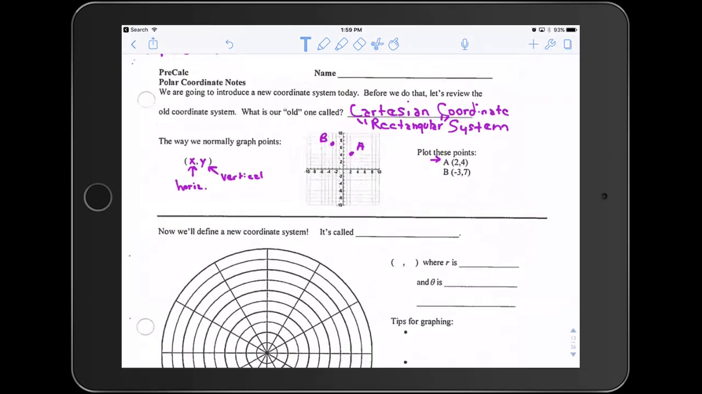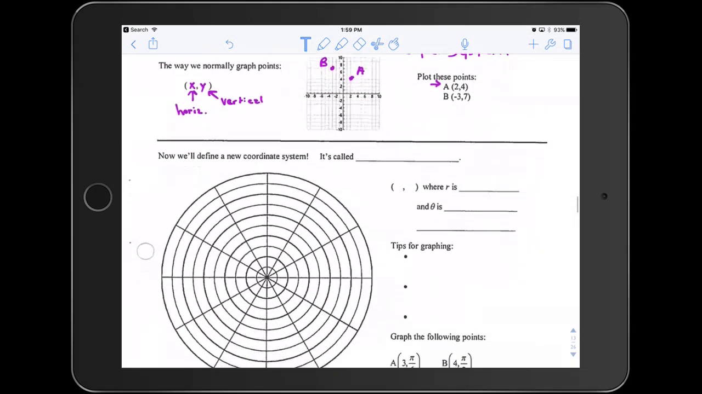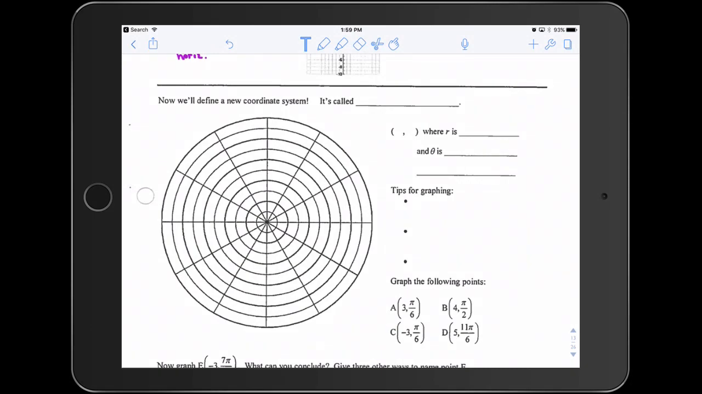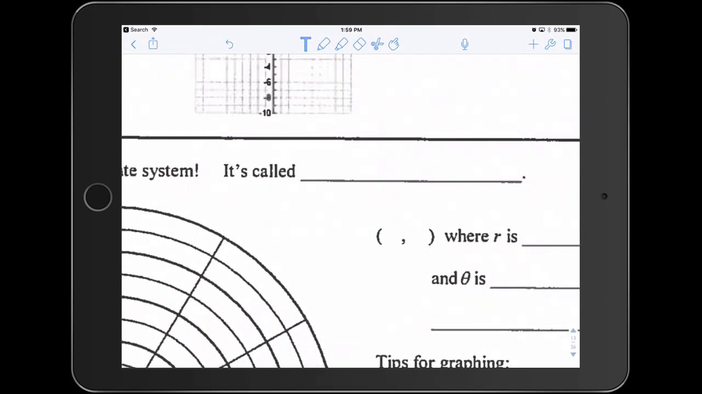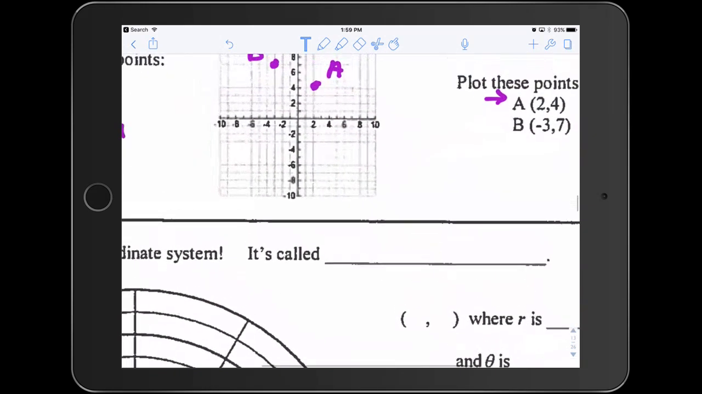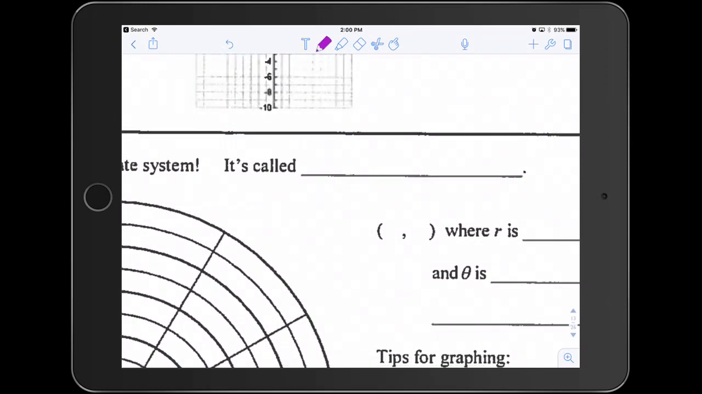Okay, so now that we've rehashed what we already know, let's look at our new coordinate system. Look at how circular it is. Isn't that very beautiful? It is going to be called, as the title of your notes suggests, the polar coordinate system.